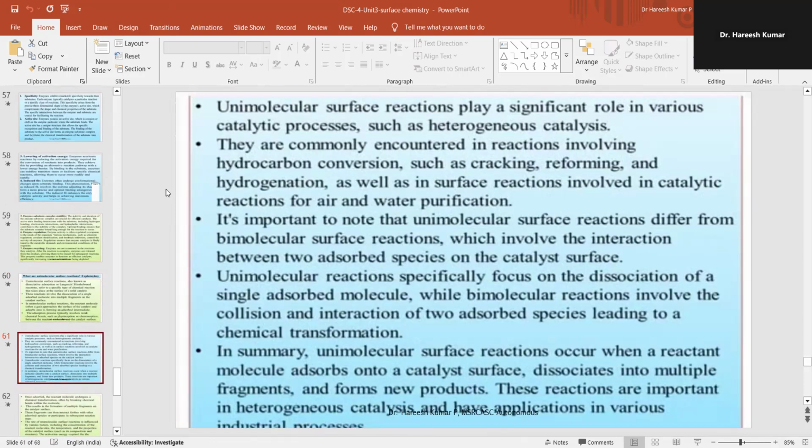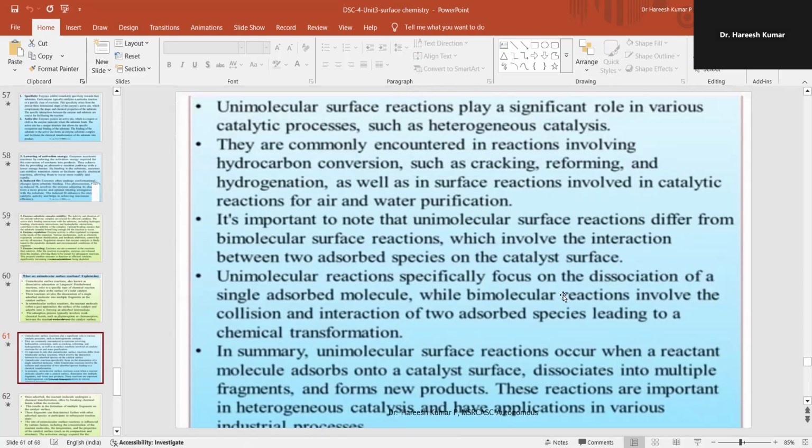Unimolecular surface reactions play a significant role in various catalytic processes, such as heterogeneous catalysis. They are commonly encountered in reactions involving hydrocarbon conversion, such as cracking, reforming, and hydrogenation, as well as surface reactions involved in catalytic reactions for air and water purification. It's important to note that unimolecular surface reactions differ from bimolecular surface reactions, which involve the interaction between two adsorbed species on the catalyst surface.